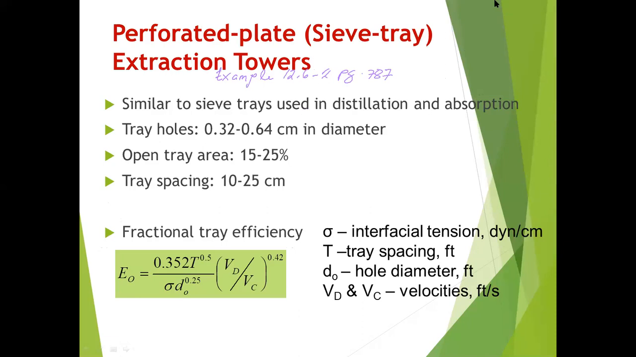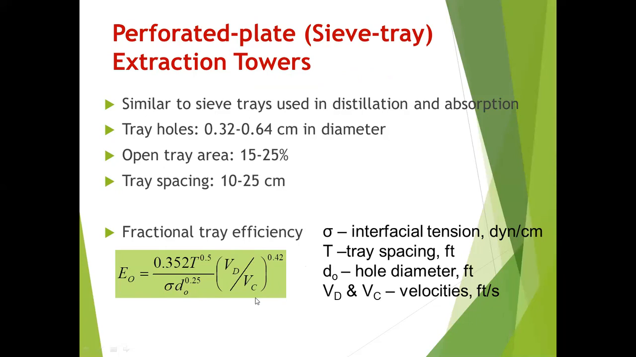Now, in terms of the design of perforated plate or sieve tray extraction towers, let me erase the markings first. So this will be our basis, okay? We use the fractional tray efficiency formula, which is dependent on the tray spacing in feet, the sigma in dyne per centimeter, and the diameter in feet, with the velocities in feet per second.